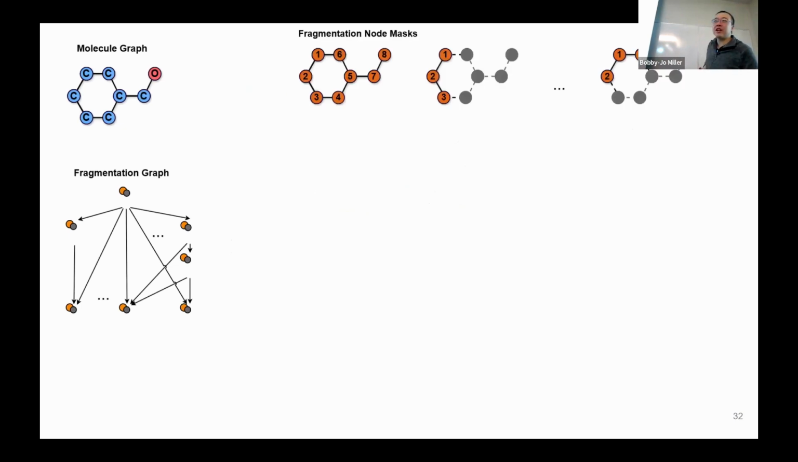Each node of them is going to represent what's called a fragmentation node mask. Because think about it this way, each of your fragments has to be part of your original structure. So you can just simply put a 0 and a 1 on top of that, to prevent your neural net from looking into the original feature representations.